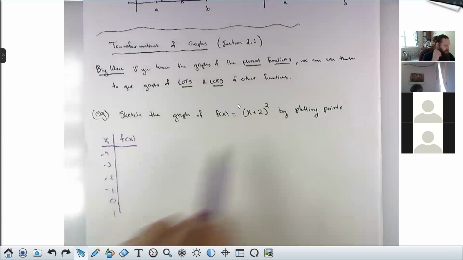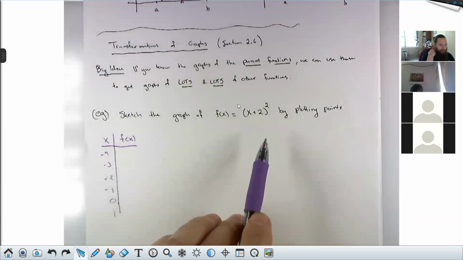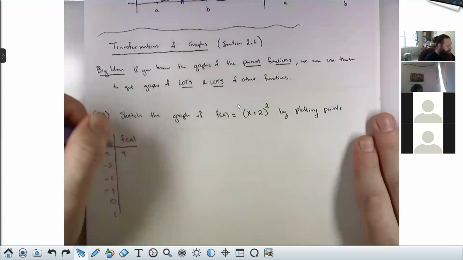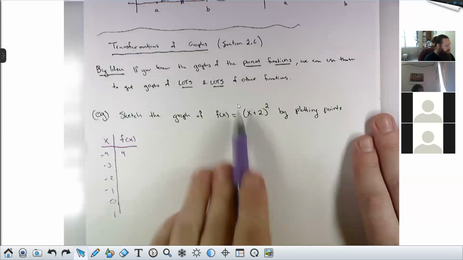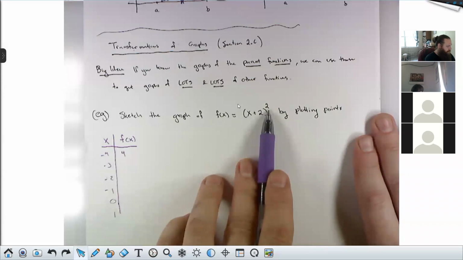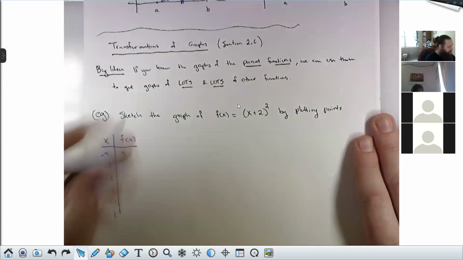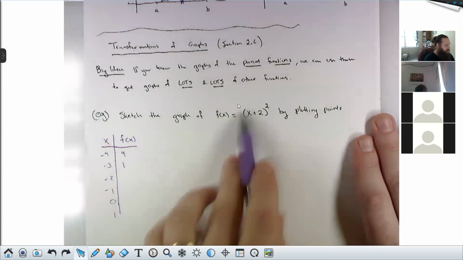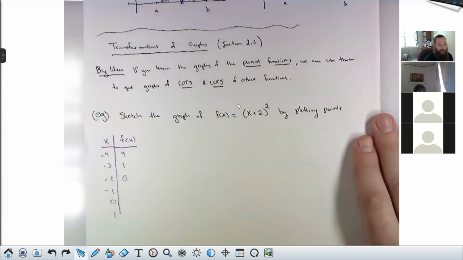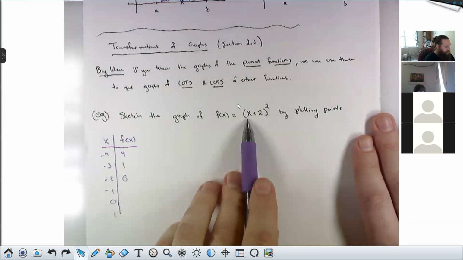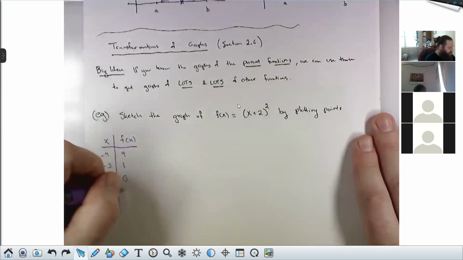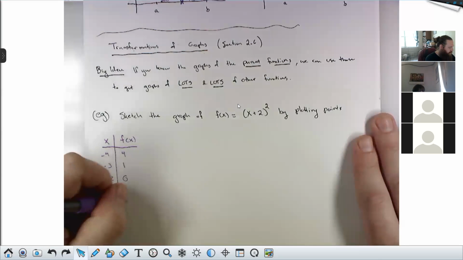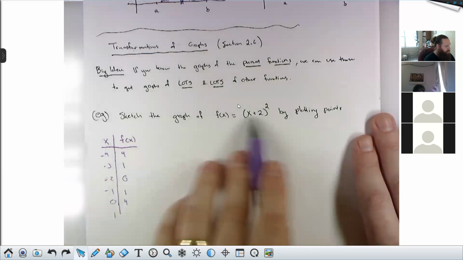If I plug in -4 for x here, I have -4 plus 2 all squared. -4 plus 2 is -2. -2 squared is +4. If I plug in -3 for x here, then this is -3 plus 2 all squared. -3 plus 2 is -1. -1 squared is +1. If I plug in -2 for x here, then this is -2 plus 2, which is 0 all squared. 0 squared is 0. If I plug in -1 for x, this is -1 plus 2, which is +1 all squared. So that's 1. If I plug in 0 for x, I get 0 plus 2 all squared. That's 2 squared, which is 4. And if I plug in 1 for x, I get 1 plus 2, which is 3 squared, is 9.